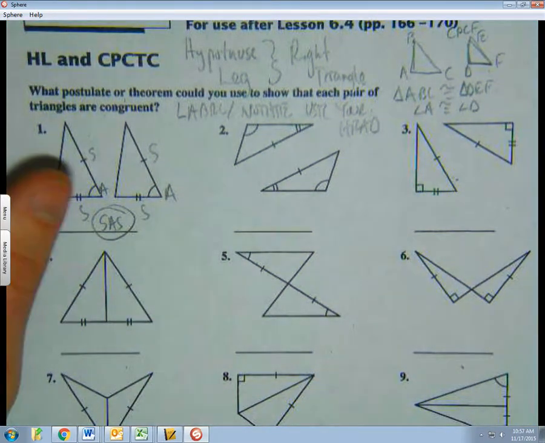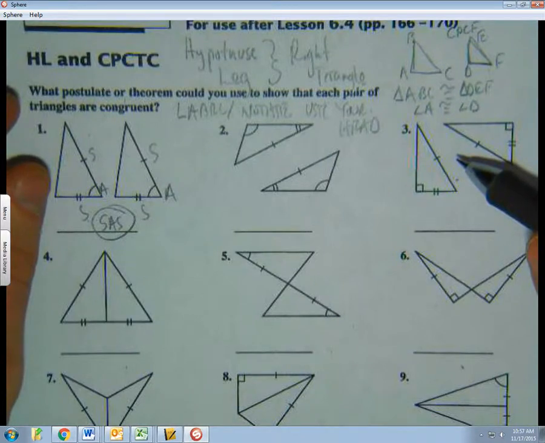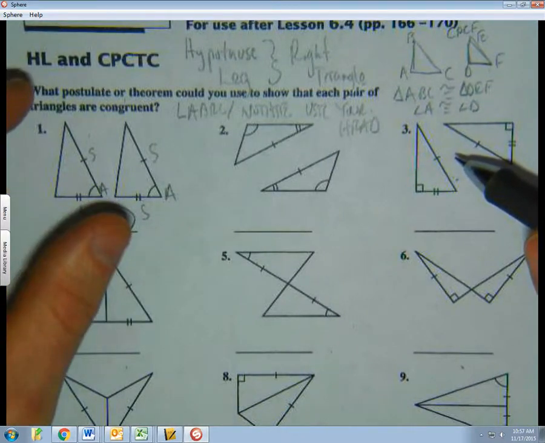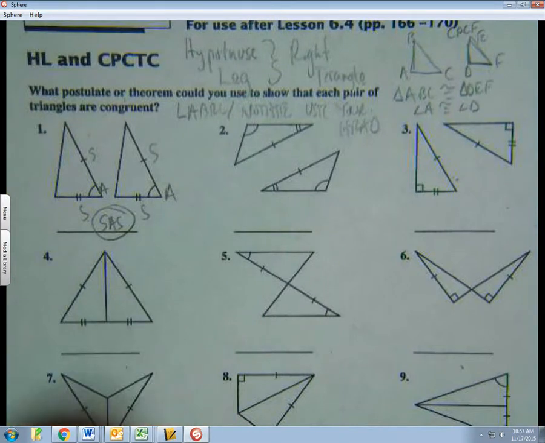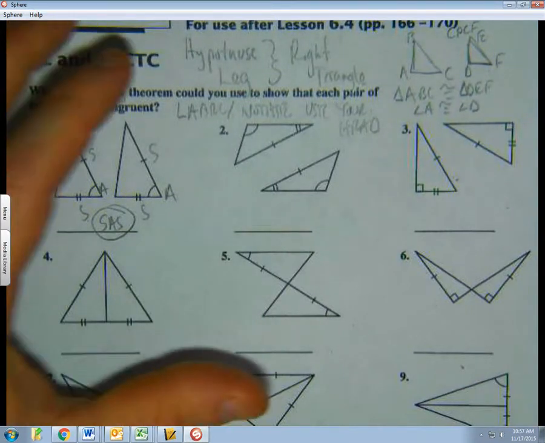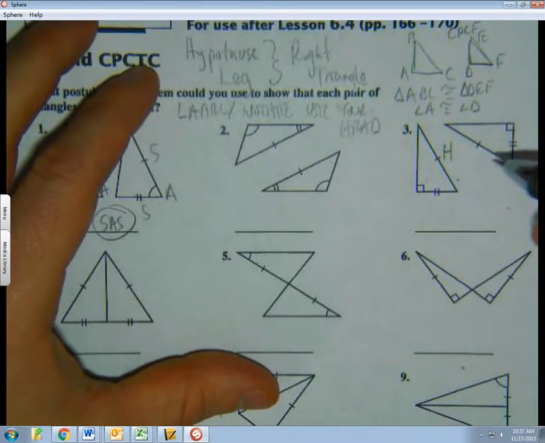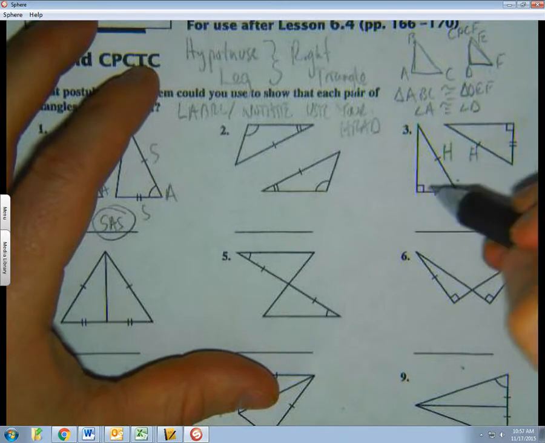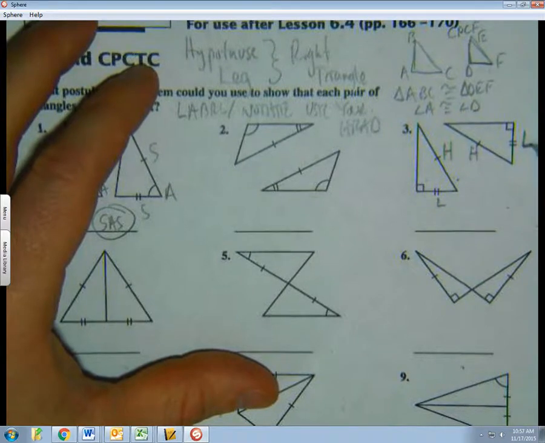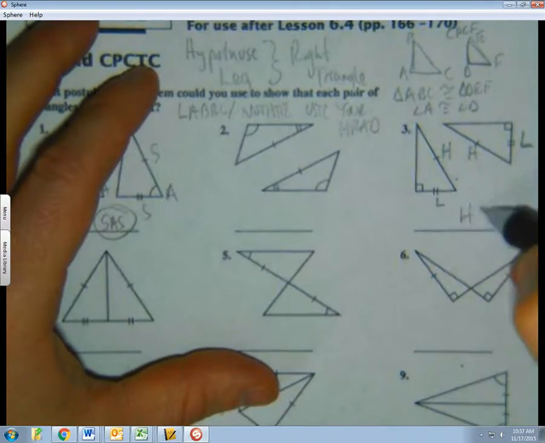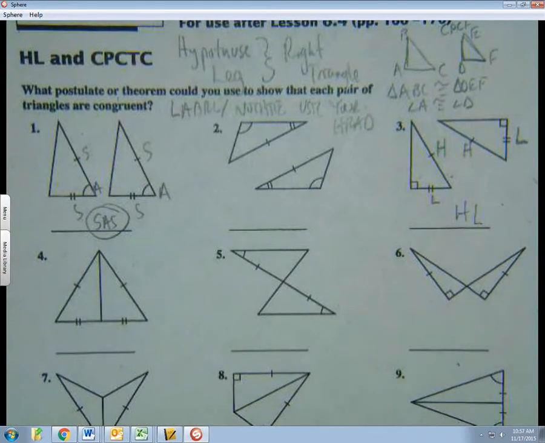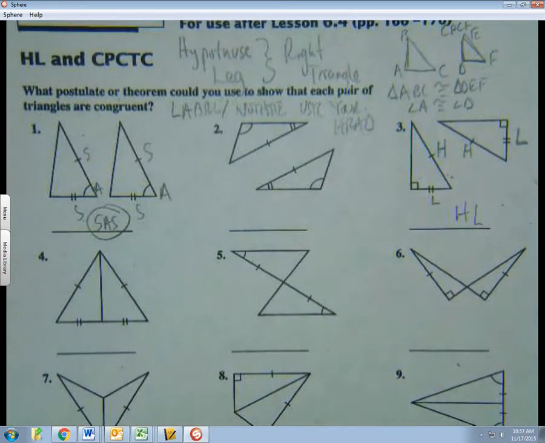Okay, so let's look at a right triangle. And like I said, we want to start with hypotenuse leg. So let's initially look at hypotenuse leg. Do we have a hypotenuse? We've got a right angle. We have a hypotenuse. Do we have a leg? Yep. So that's HL.